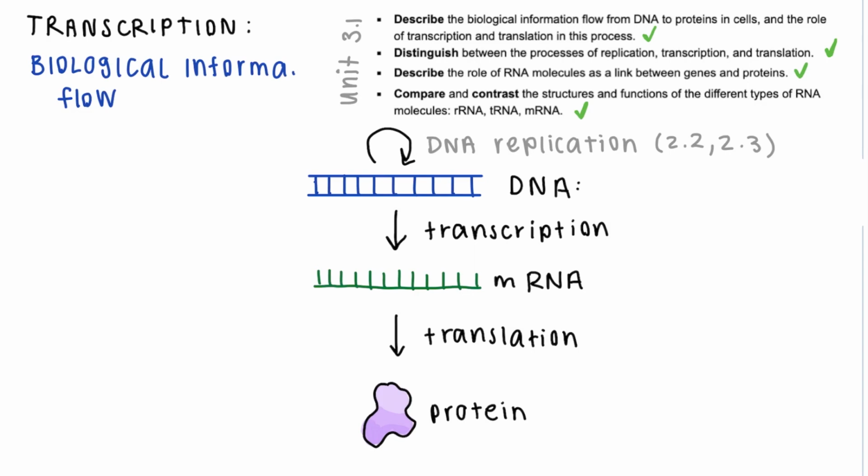As you can see, we already covered all the learning objectives for 3.1, since we defined biological information flow, the differences between replication, transcription, and translation, RNA molecules, and comparing the RNA molecules. So now on to Unit 3.2, which kind of outlines some nomenclature you need to know for genes involved in transcription.